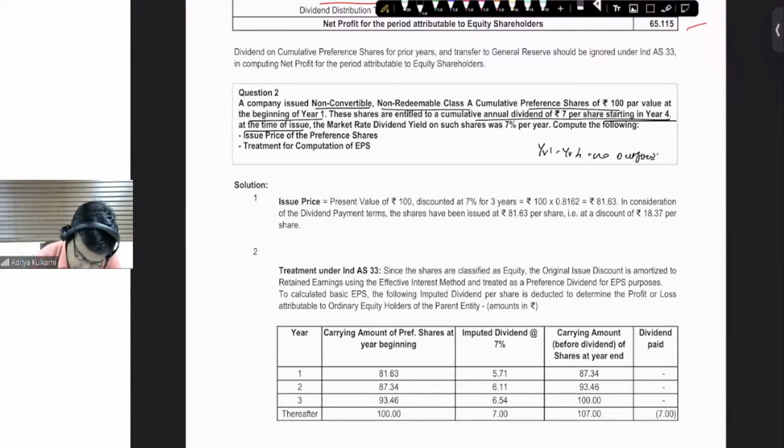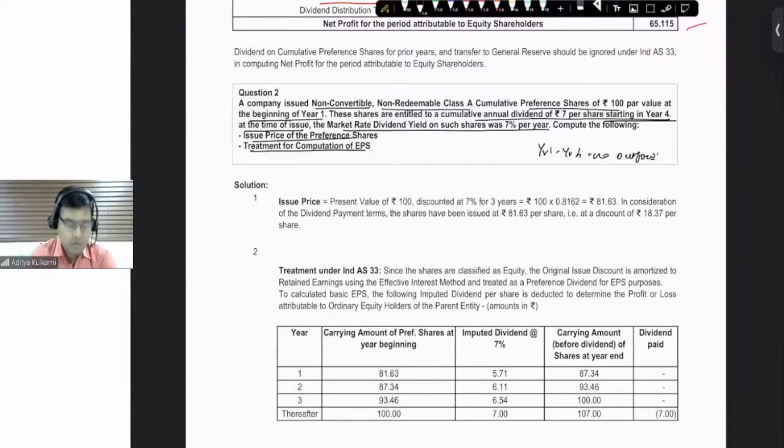These shares are entitled to a cumulative annual dividend of 7 per share starting in year 4. At the time of issue, the market rate dividend yield on such shares was 7% per year. That means today when I have invested, I expect a 7% dividend on my amount invested. Tomorrow also I expect 7%. Day after also I expect 7%. So compute the following: issue price for preference shares, treatment for computation of EPS. So let us work this out.